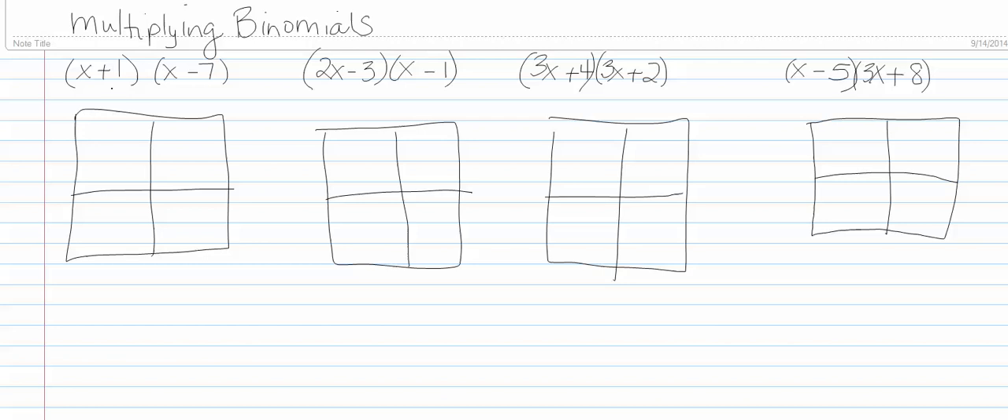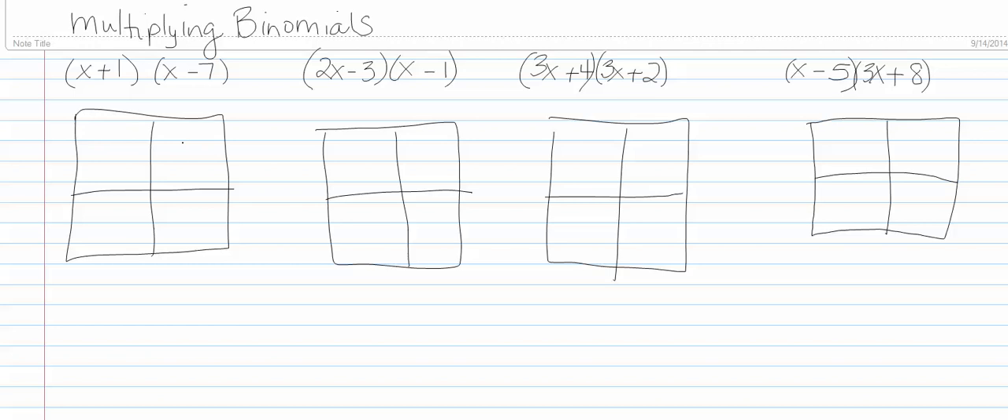binomials. The biggest trick to doing multiplication of binomials is to remember to multiply all parts of one binomial by all parts of the second binomial. And what I use to help me make sure that I've remembered to multiply everything that I'm supposed to multiply is this little multiplication box that I have drawn here.